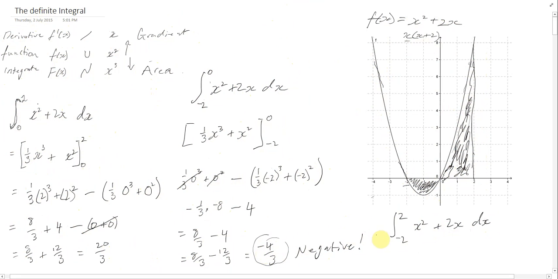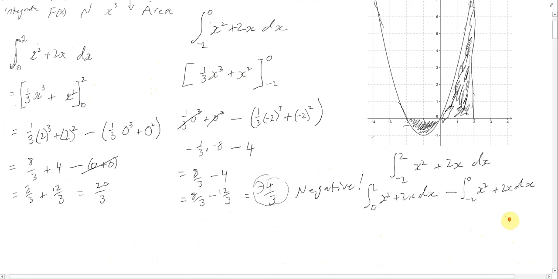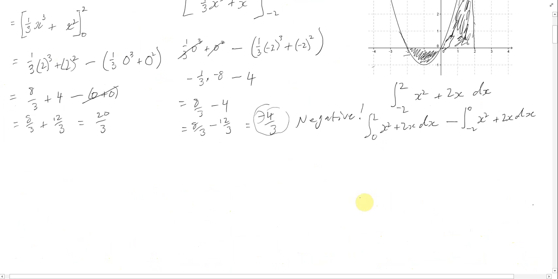So if we had wanted to find the total area positively, we'd have to have done the positive bit between 0 and 2 of x squared plus 2x dx. And then to get rid of this negative, we would have needed to do another negative. So we would have needed to do a negative between negative 2 and 0 of x squared plus 2x dx. And that would have found us a positive result for the total area.